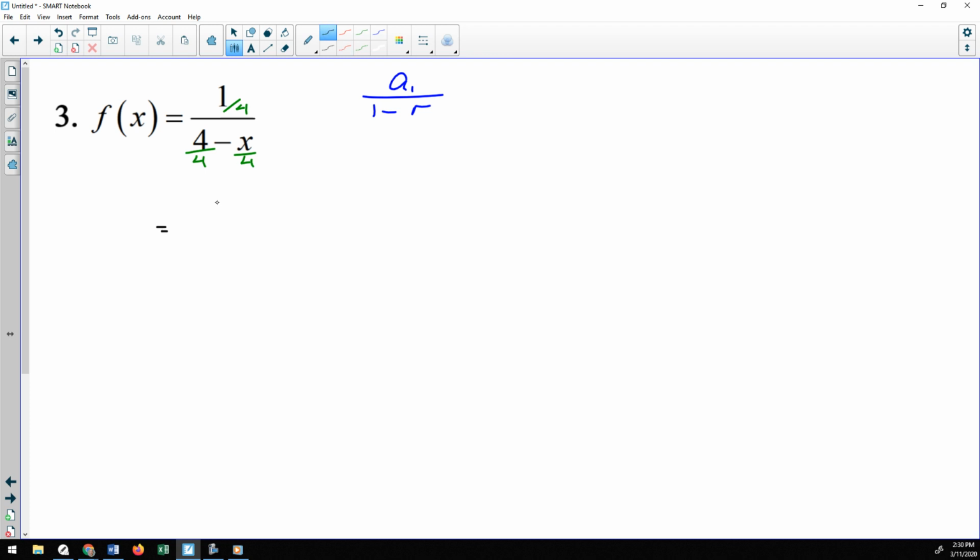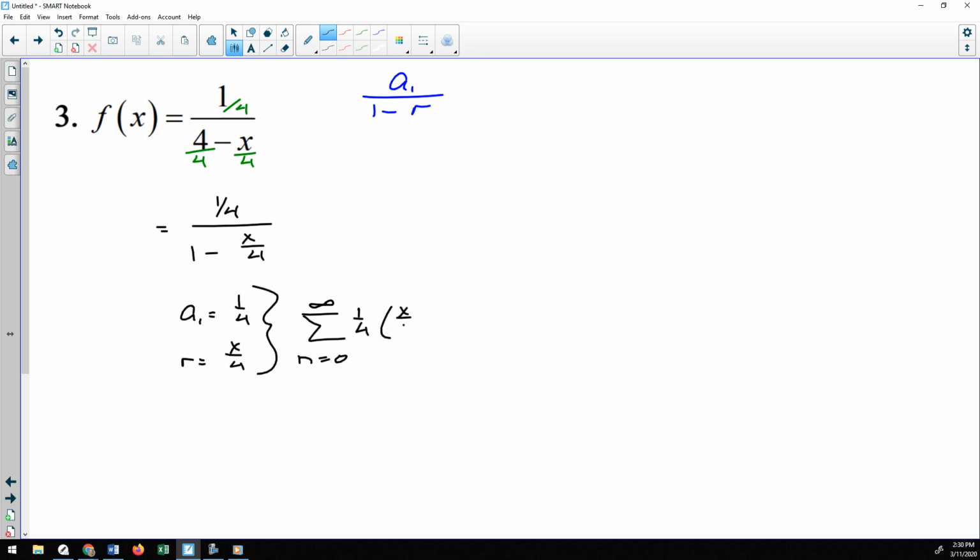So now my function is rewritten as 1/4 over 1 minus x over 4, and now I'm in my geometric sum format. First term is 1/4, ratio, x over 4, and so I can take all of that and put that into a series 0 to infinity of my first term times the ratio to the nth power.